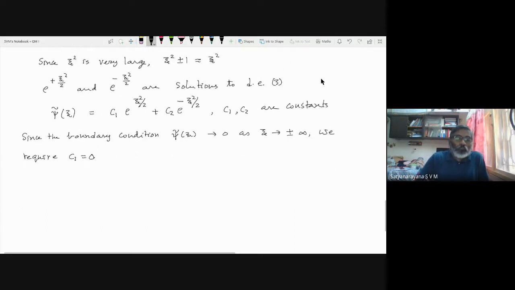Thus, we have the asymptotic wave function psi tilde of xi equal to some constant, which I will call c, times e to the power minus xi square by 2. So this is the asymptotic form of the wave function.